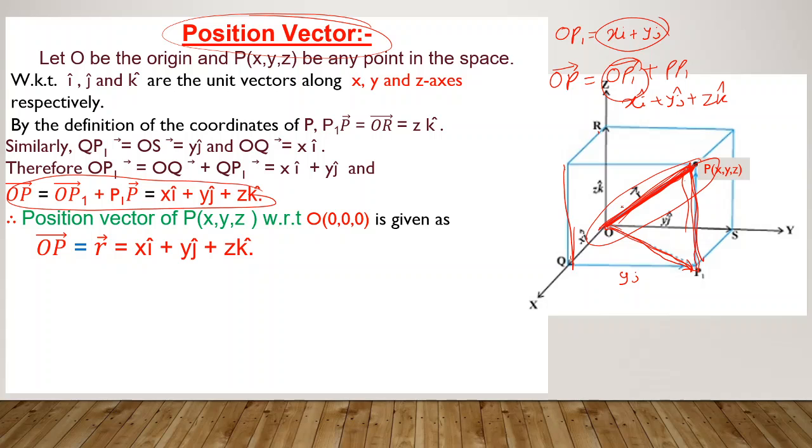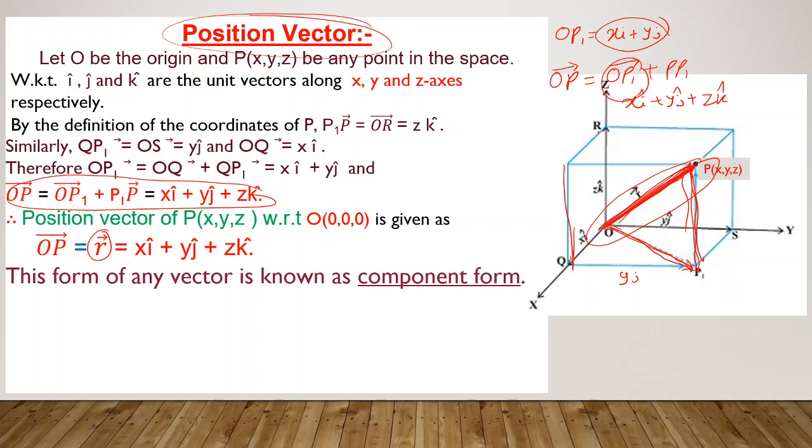Then the position vector of OP with the coordinates x, y, z is equal to xi plus yj plus zk, which you can also take as a vector R. This form of vector we call the component form.